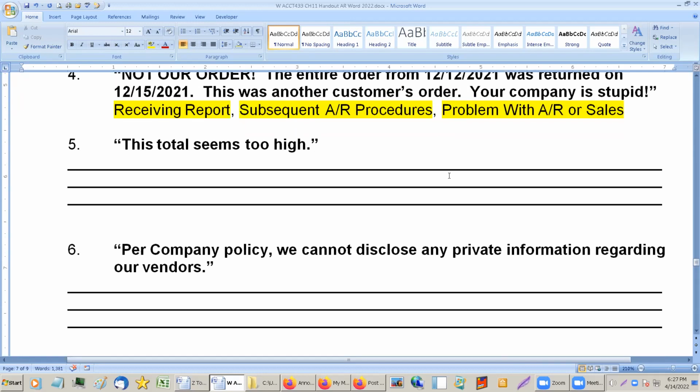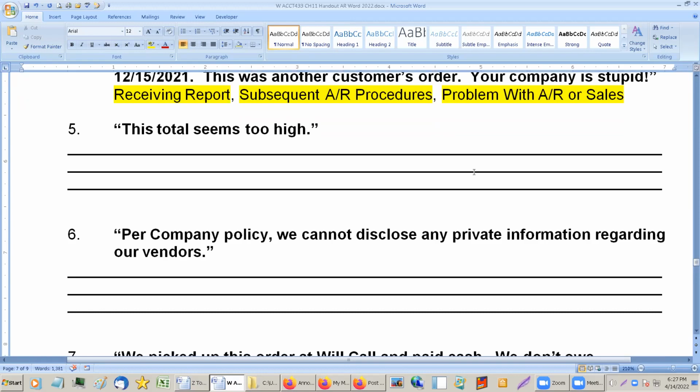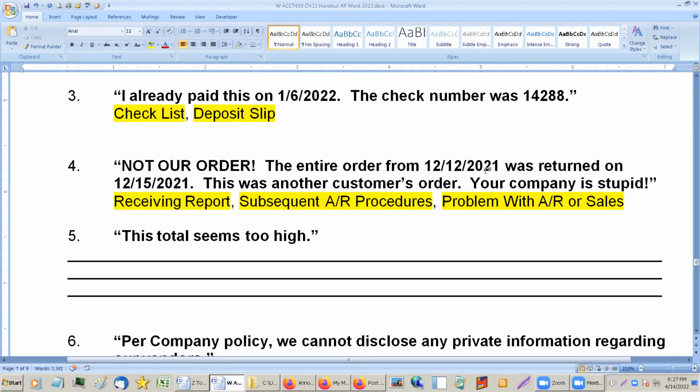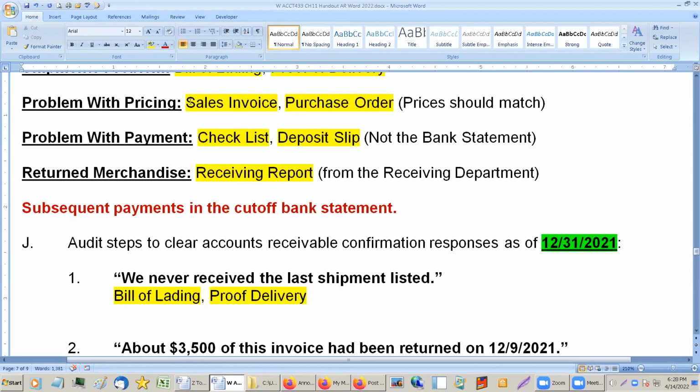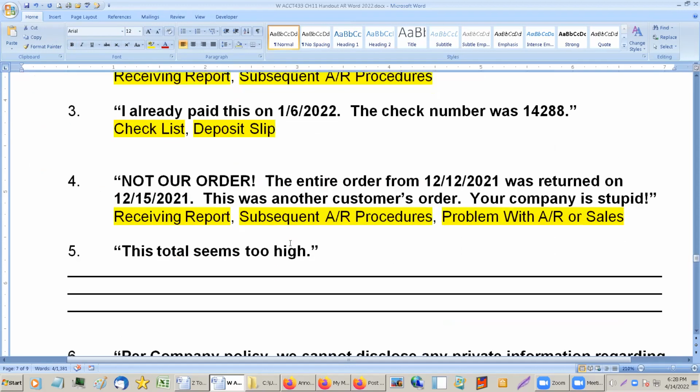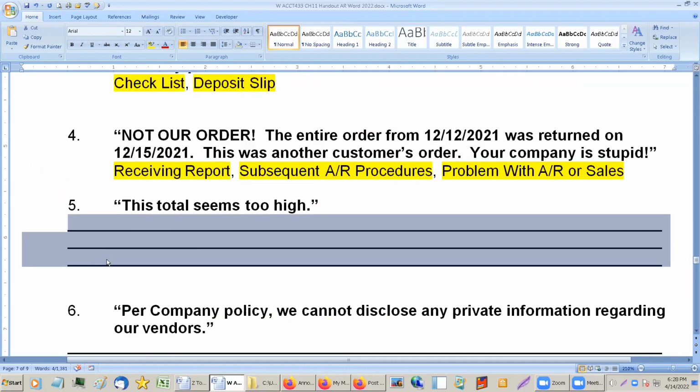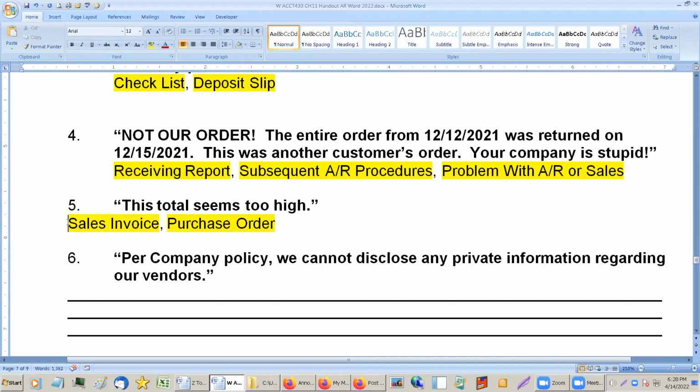Number 5, this total seems too high. The sales invoice or purchase order. Yeah, you probably go with the sales invoice or purchase order. And you may also verify it with the bill of lading, just to see what was actually sent to them. So you may also look at the bill of lading.